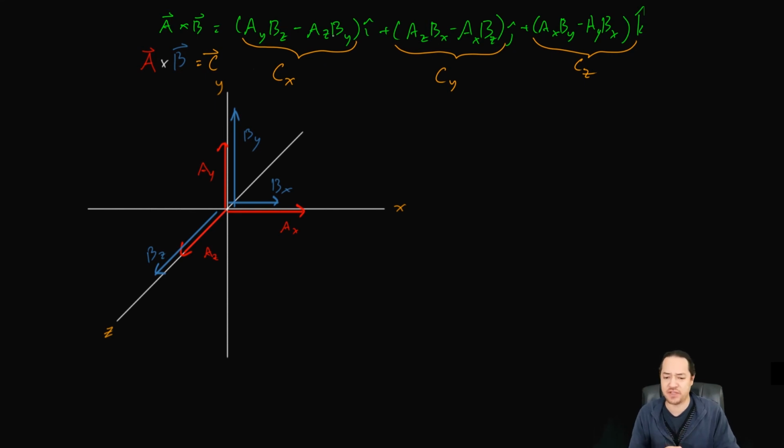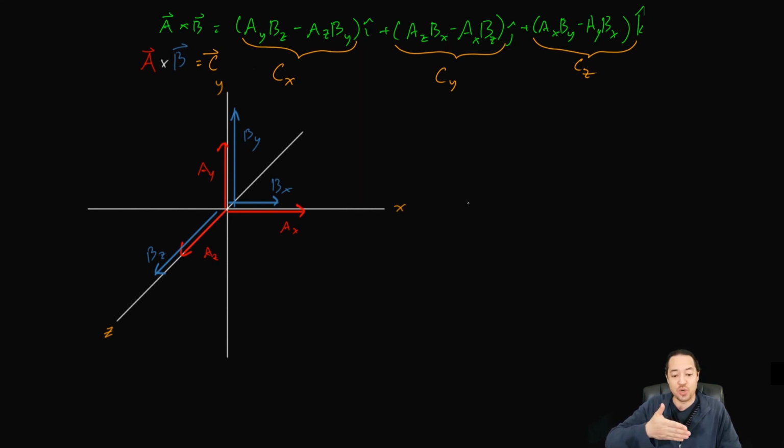We can look at the same thing for the y and z components for this vector c. So for example, for c sub y over here, you're going to point your thumb in the j hat direction. That's your final result. And you can see when you point your thumb in the j hat direction, you're going to have to cross multiply x and z components.